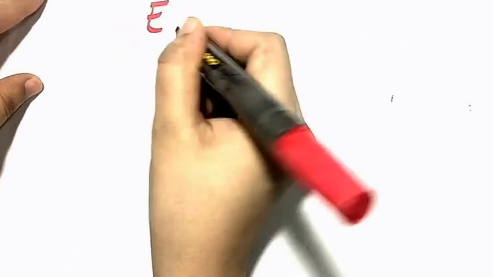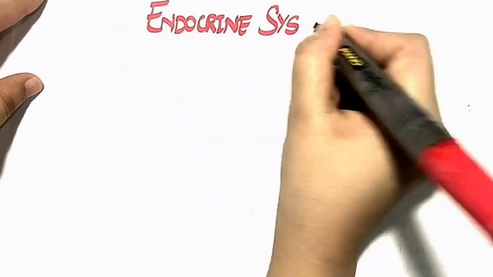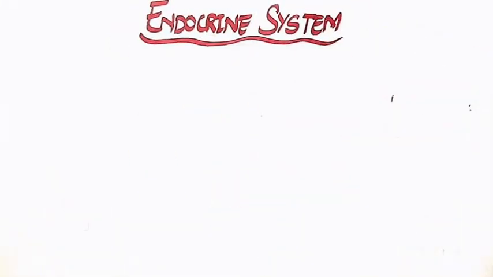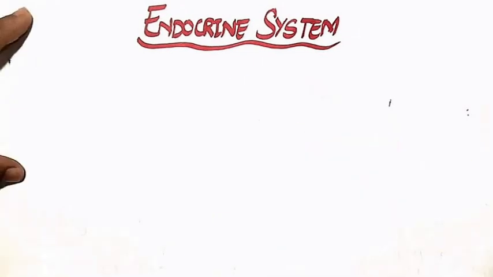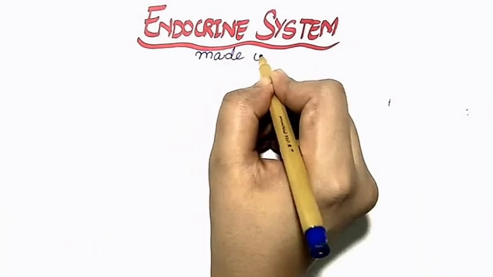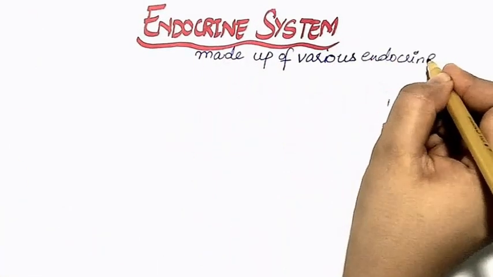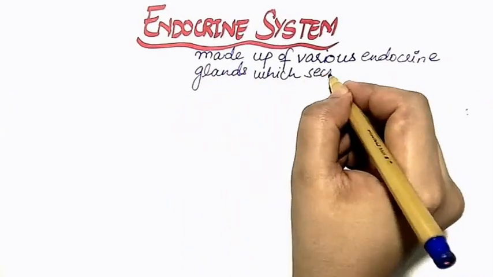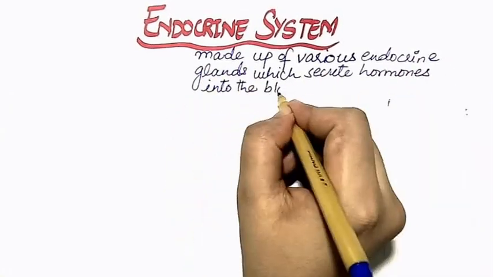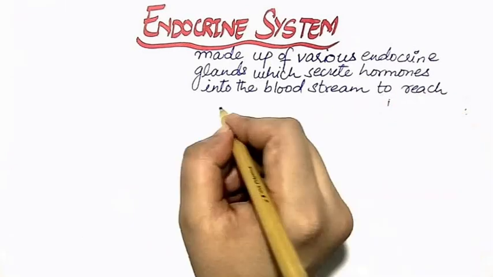Today we will discuss the basic physiological concept of the endocrine system. The endocrine system plays a very important role in our body. The endocrine system is made up of various endocrine glands, which secrete hormones into the bloodstream to reach the target cells.